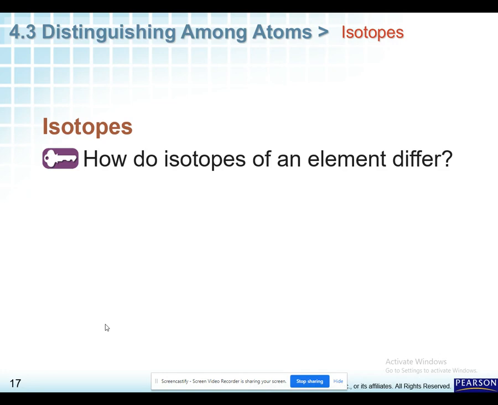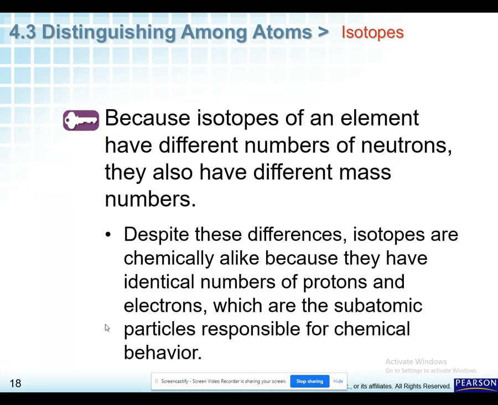How do isotopes of an element differ? Well, because they have different numbers of neutrons like we just talked about, they're going to have different mass numbers. One thing I do want to point out, though, is even though these isotopes differ in the number of neutrons, they actually are chemically alike, so they're still going to behave chemically the same. The reason is because their number of electrons did not change. Electrons are the ones that are responsible for chemical behavior. So as long as those stay the same, the chemical properties are going to stay the same as well.